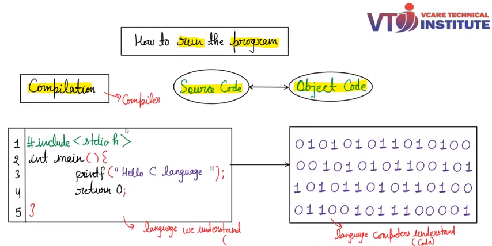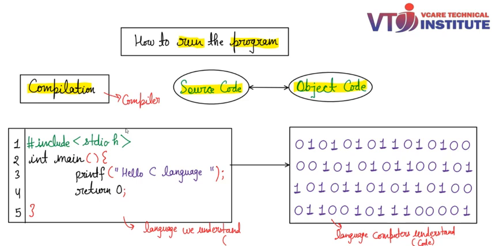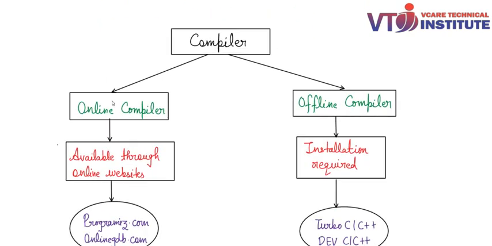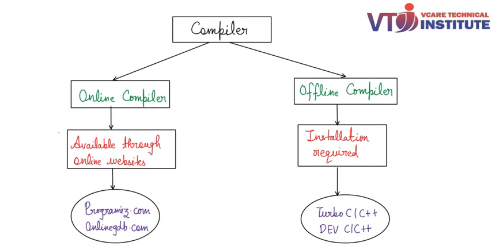So that's why we need a compiler to change code into a form that computers can understand, and again, by the decoding process, change it into a form that humans can understand to show the output. Now we need a compiler. There are two types of compiler which convert source code into object code: an online compiler and an offline compiler. An online compiler is available through websites like programiz.com and onlinegdb.com. I can show you in a minute.